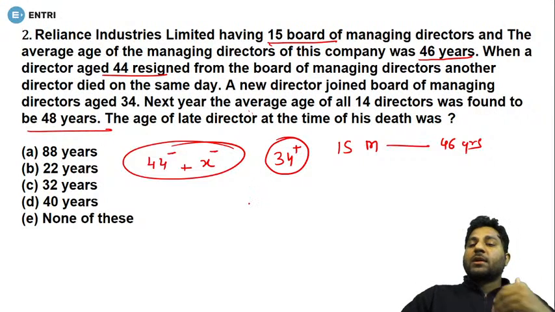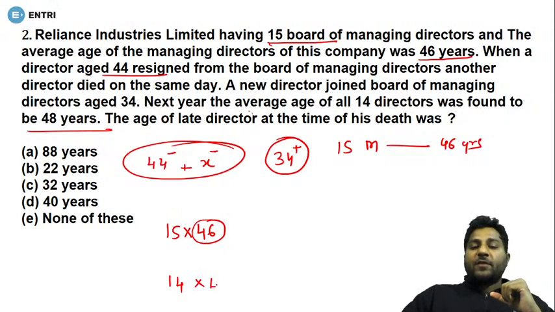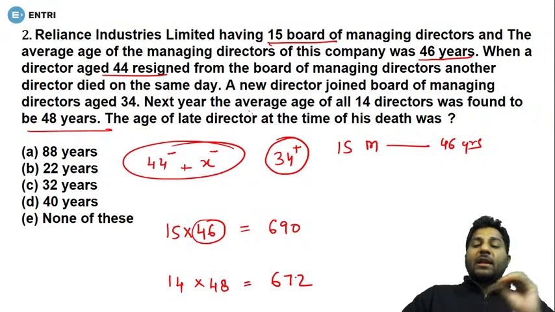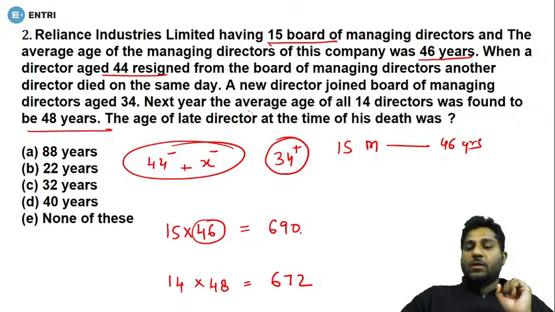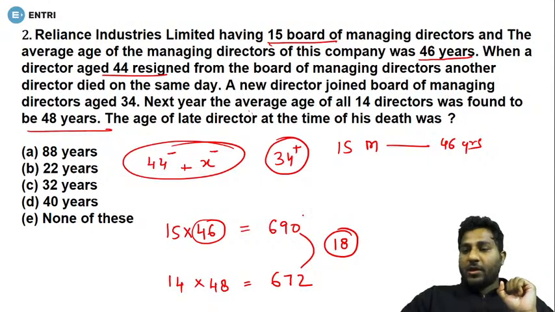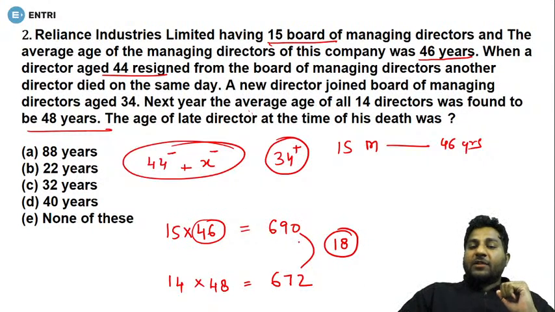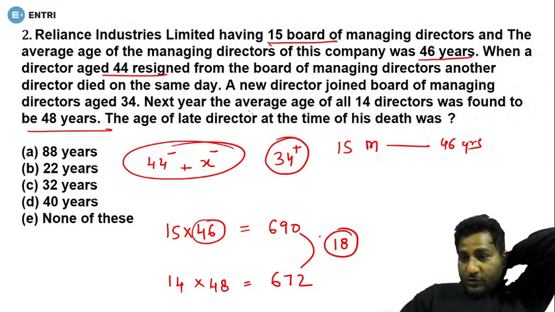Now how are you going to solve this question? Look, from 15 members we have been reduced to 14 members, and the average age has gone from 46 to 48, while 15 members have a total age of 690, and 14 members will have a total age of 672. That means 18 years have been reduced.